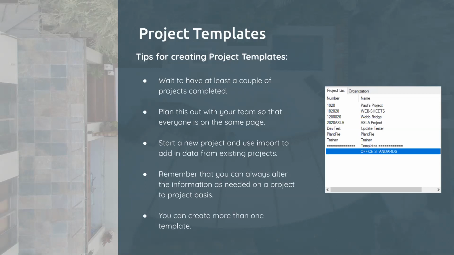Another tip is to plan this out with your team so that everyone is on the same page when you're working with a project template. When you are going to create your template, you can base it off of an existing project. But if you have a couple of projects and you want to pull information from each of them, then you'll probably want to start a new project and make that the master project that you then save your template from. And again, you can always alter the information on a project basis, even if it is set in a template. And of course, you can create more than one template.